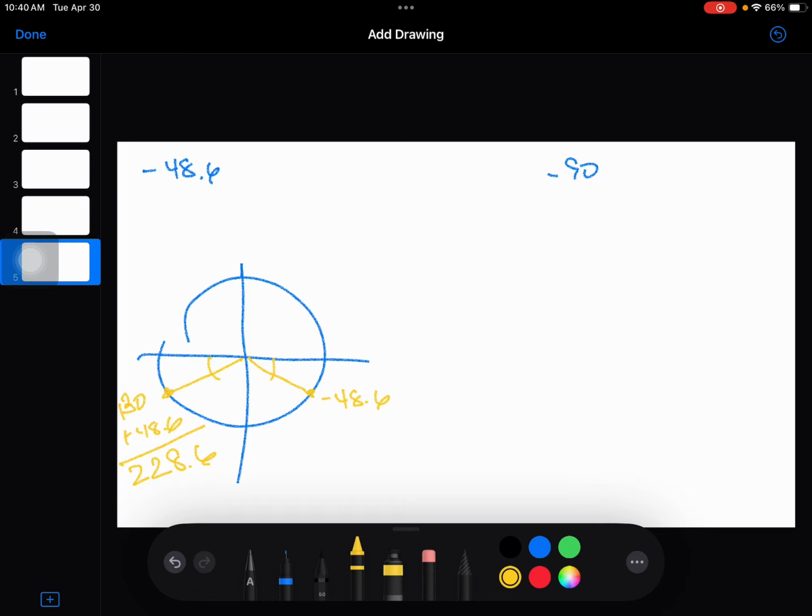Let's do the other one here, just for good measure. So we've got our unit circle, we're at negative 90. Here's our unit circle, we're at negative 90. Well, it's just going to be directly across. Negative 90, positive 90. But let's just look ahead anyway. Let's skip ahead a little bit.